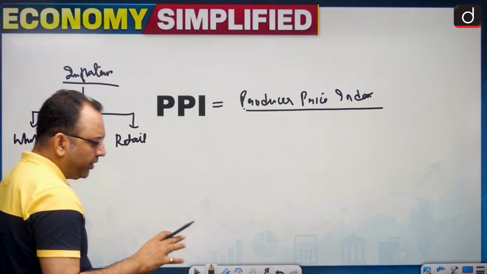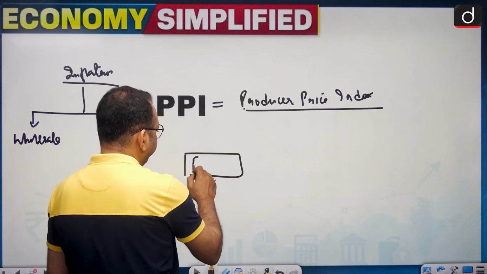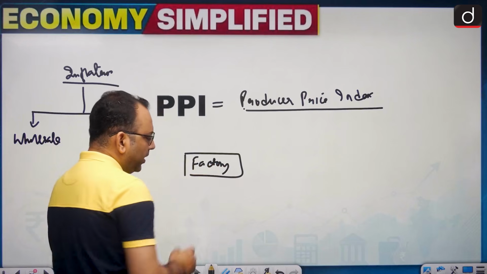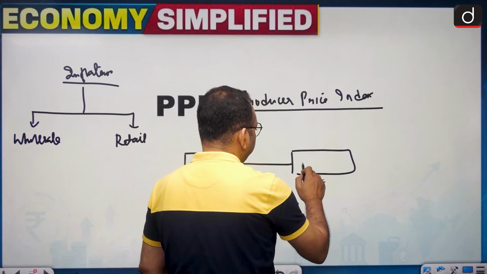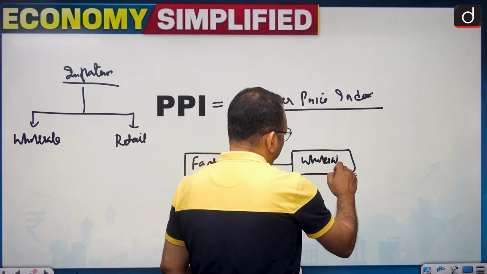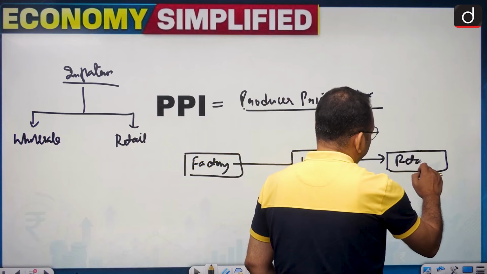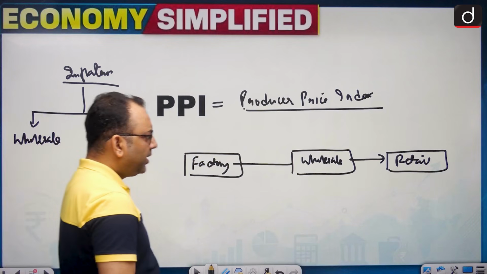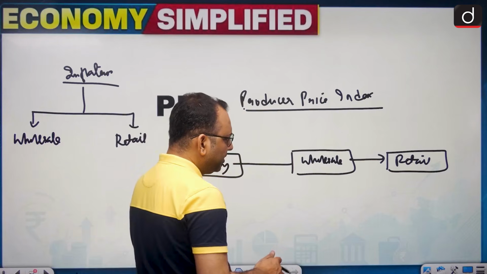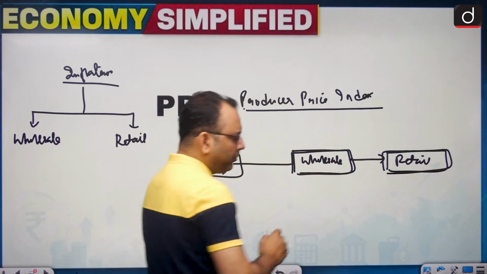When a commodity leaves a factory, for example, the goods leave the factory, they reach the wholesale market. From there, they reach the retail market, right? So, as of now, we measure the inflation at the wholesale level and at the retail level. But what is the problem here?